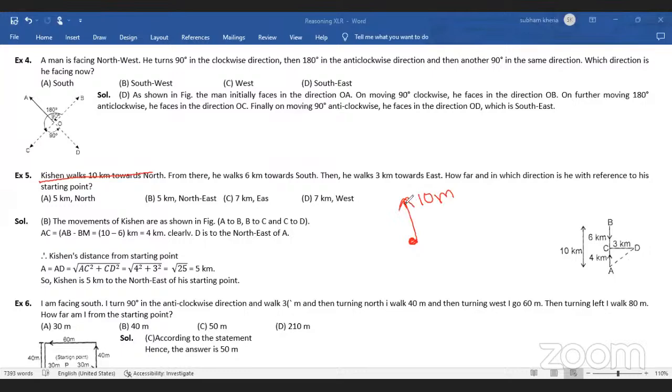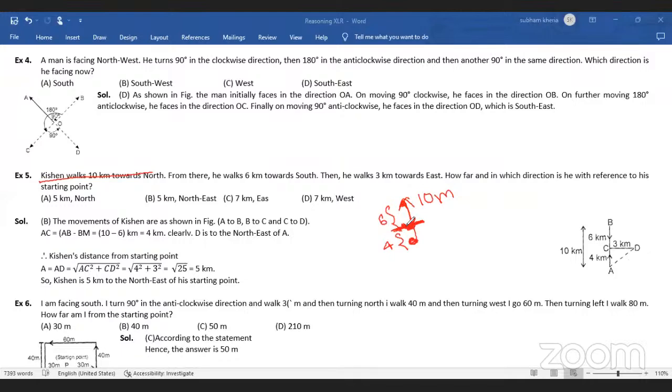From there, he walks 6 kilometers south. What has he done? From here only 6 kilometers south. That means here. Now he's turning back. Is this point understood? Initially he was here. Then he went 10 meters up, then he's coming back south. He takes a U-turn and comes here, 6 meters. This is 6, so this is 4. Did everyone understand this? If that is 6, so this is 4 because the total is 10.